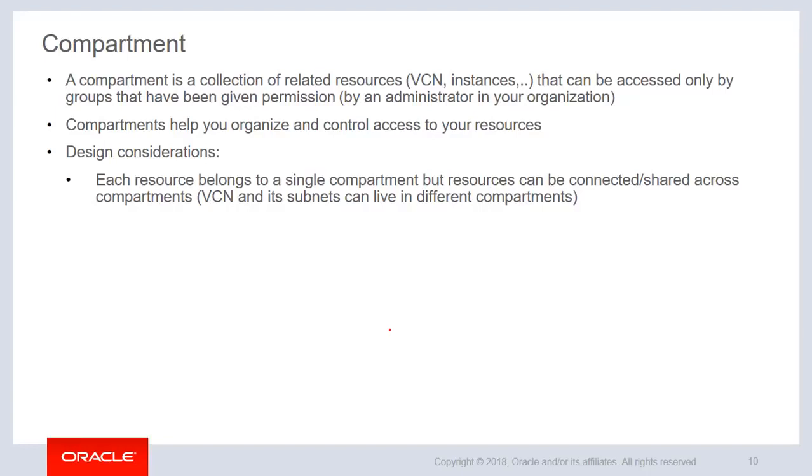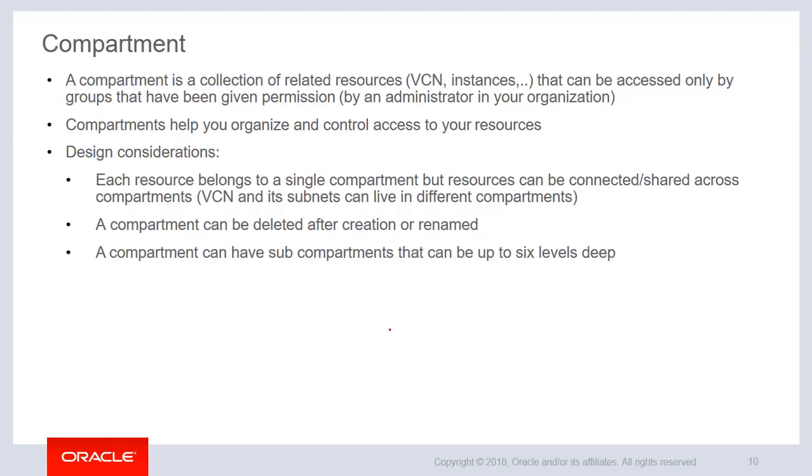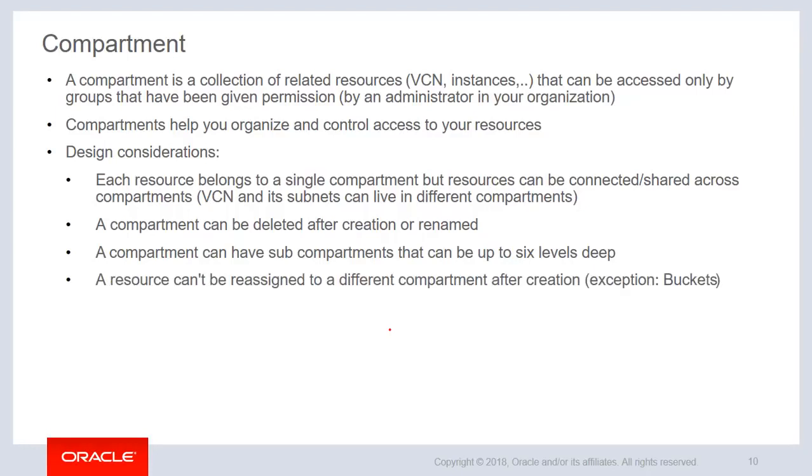What it means is you can create a resource like a virtual cloud network, and a virtual cloud network can have multiple subnets, zero or more subnets. A VCN and its subnets can live in different compartments. It's completely possible. A compartment can be deleted after creation, and it can also be renamed. A compartment can have subcompartments, which can be up to 6 levels deep. So you create a root compartment, a parent compartment, and you can create hierarchies which can be up to 6 levels deep. A resource cannot be reassigned to a different compartment after creation.